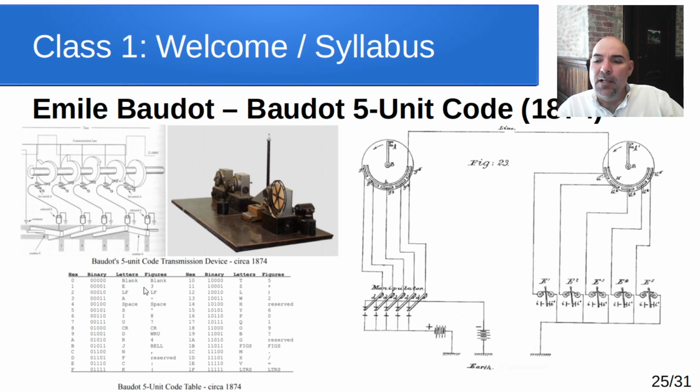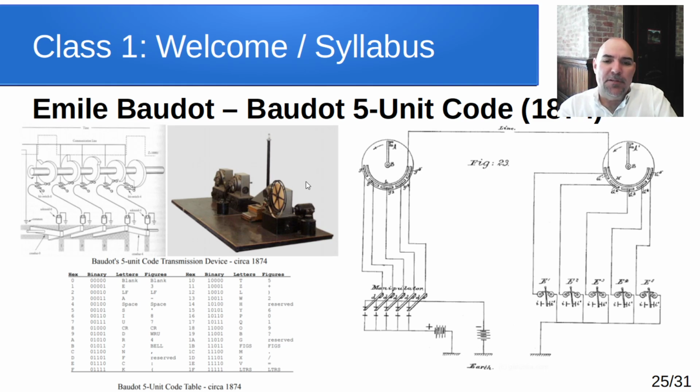And the way he did that is he divided it up into what are called letters and what are called figures. And then he made a special code to switch between them. So if you send 11111, all 5 bits are 1, that means switch to the letter set. And if you sent 11011, that meant switch to the figure set. And he also had blank and space reserved in both sets and line feed reserved in both sets. But then there were some special functions here for other things too, like bell would make a bell ding, carriage return. And then there were a couple reserved ones which people could remap to other things for their machines.